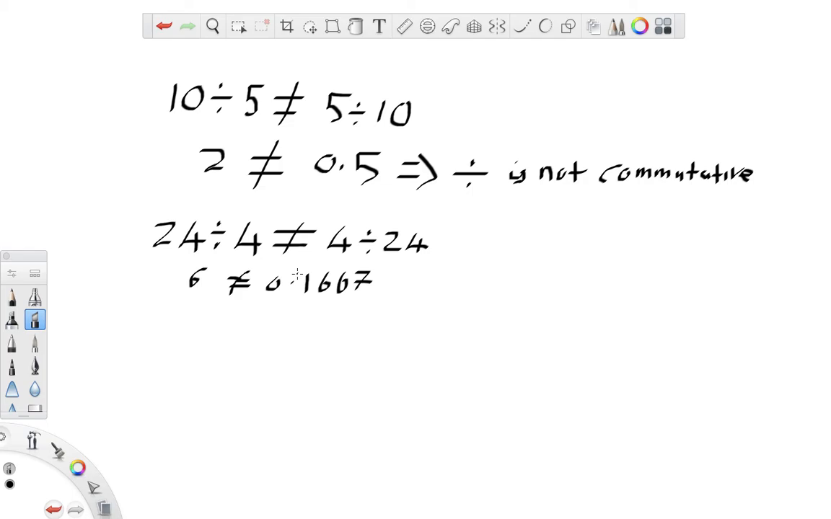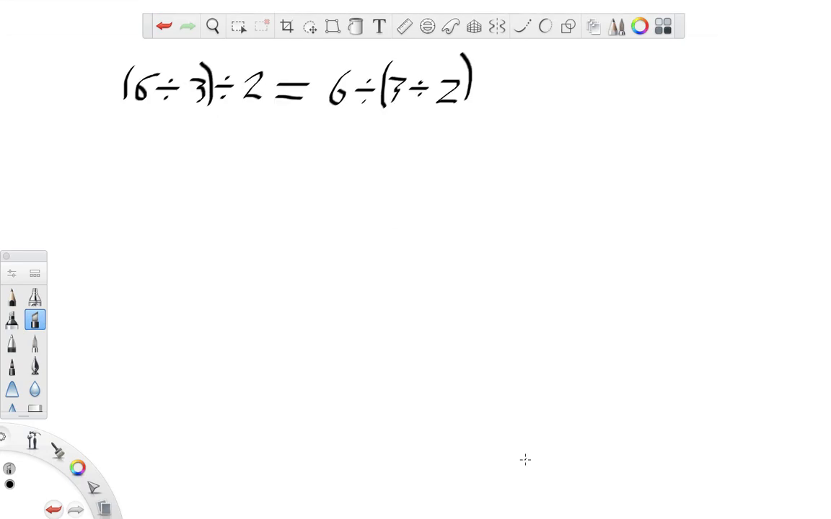It means it doesn't matter what way we write things, we still get the same answer. Well, here we've changed the way we've written things, the order of the way that the division is written, and we haven't ended up with the same answer, so it can't be commutative. Here we're going to look at why division isn't associative.